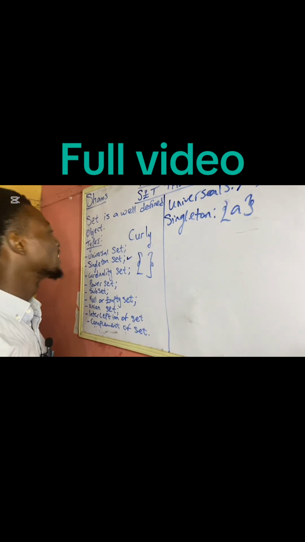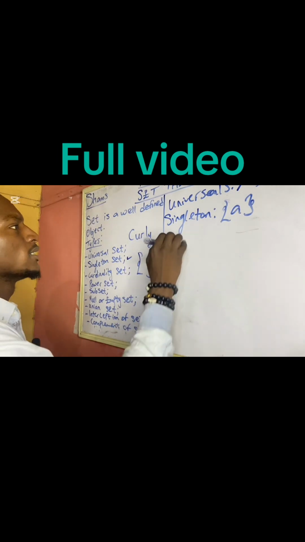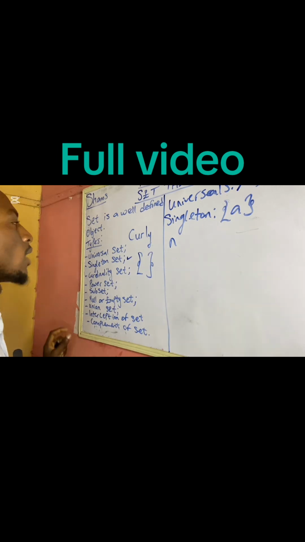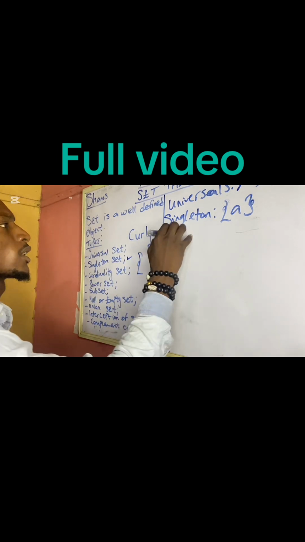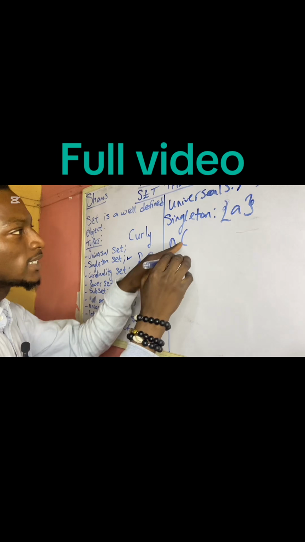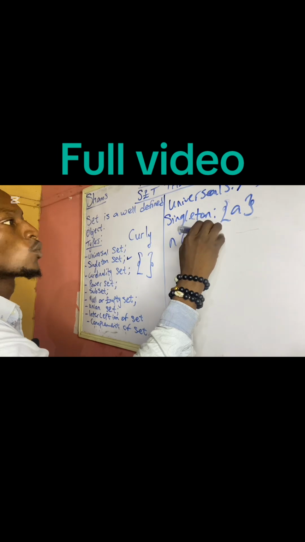That's a singleton. Okay, let's take it out. The second one, we have cardinality of a set. What's cardinality of a set? Cardinality of a set is the number of elements a particular set has. And it is also denoted as what? n, with the set in brackets.